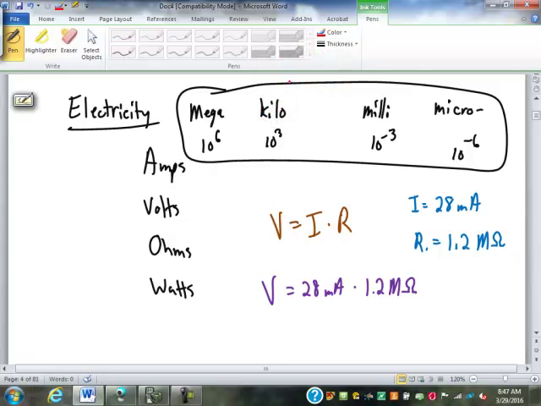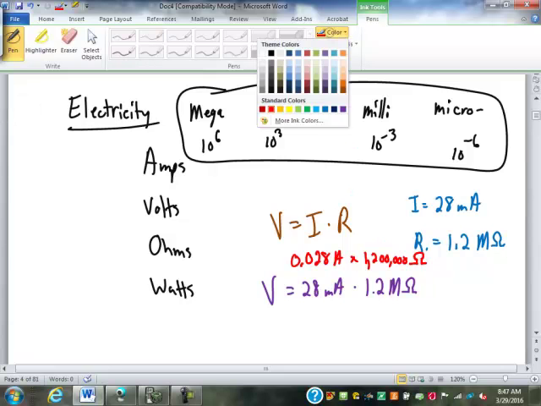Now, most of you probably what you did was you did 0.028 amps, change your milliamps into just amps, right? Is that what you've done in your DC electrical? No, I don't think so. Rick usually doesn't work with the metric prefixes. And change the 1.2 mega ohms into 1,200,000 ohms. And then you multiply them out. But we don't have to do that.